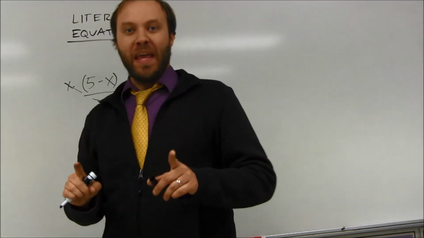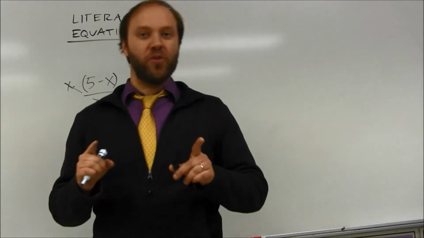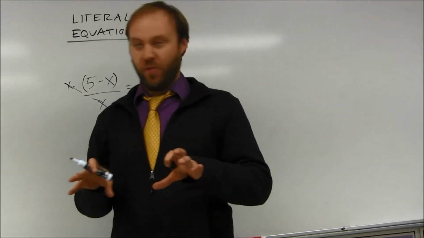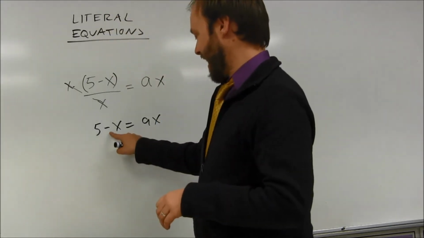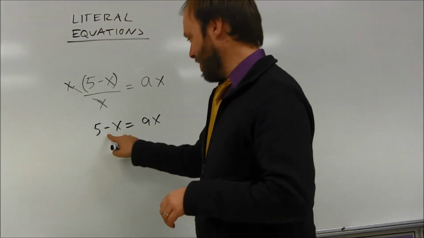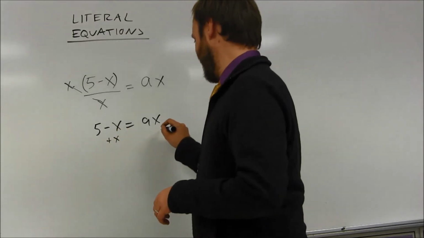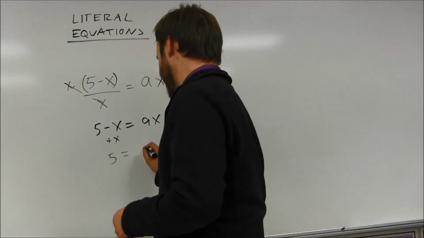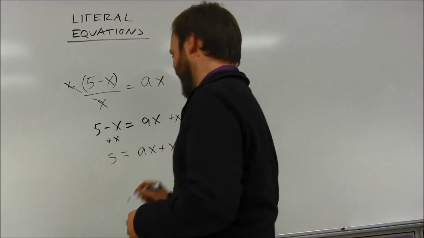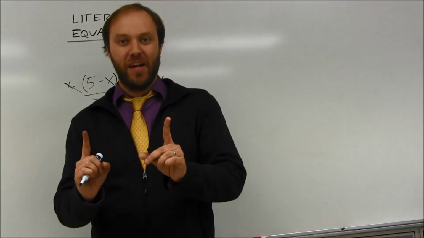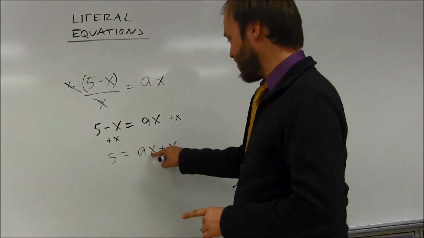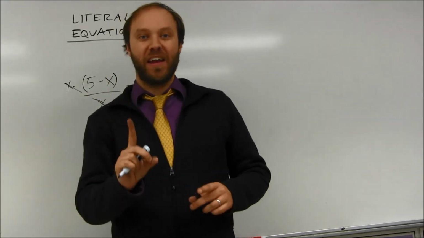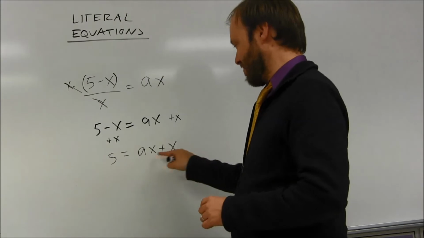Here's the key. If you're trying to solve for a variable that's repeating multiple times, you need to get every single term that's got that variable on the same side of the equation. So you notice here I've got x's on the left and x's on the right. I'm going to add x to both sides, and that's going to end up giving me an equation that says that 5 is equal to ax plus x. And here's the trick. You can factor out x. So you can write that in a form in which there's only one x, because that's the idea. You're trying to isolate x, and you can't right now because there are 2 of them.